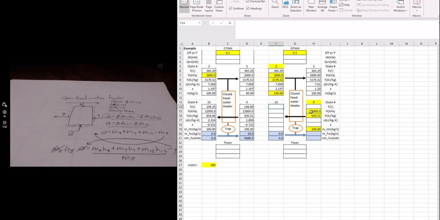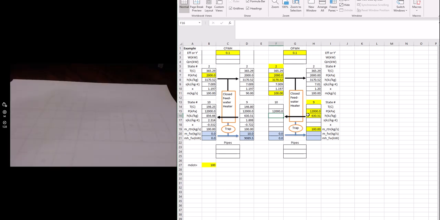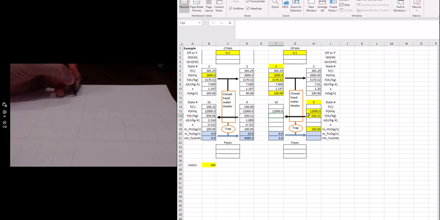Now the pressure in this line doesn't change, so that one's easy to calculate. It's got the same pressure as this state. The enthalpy we're going to have to calculate. So let's move on to a closed feed water heater.